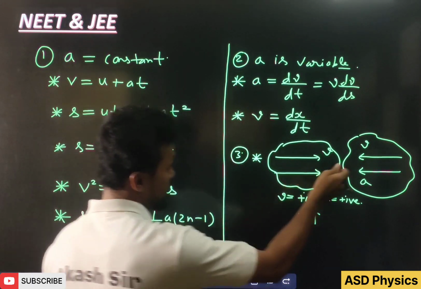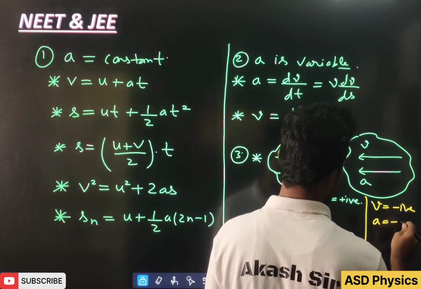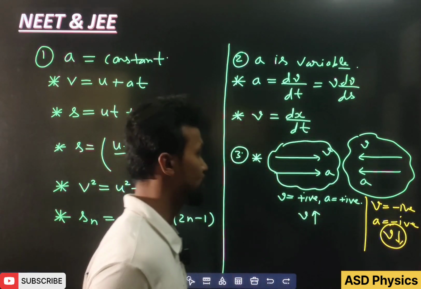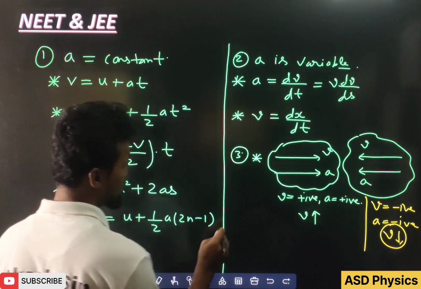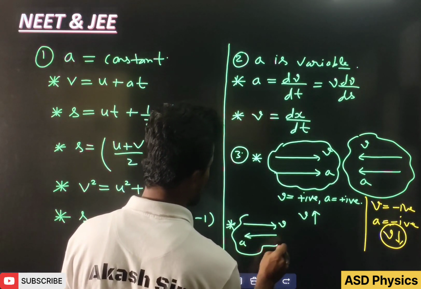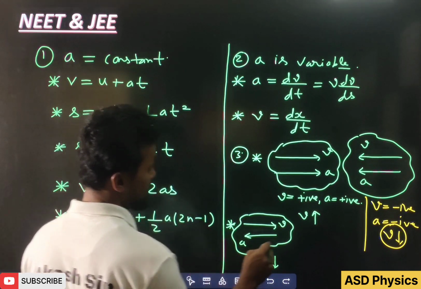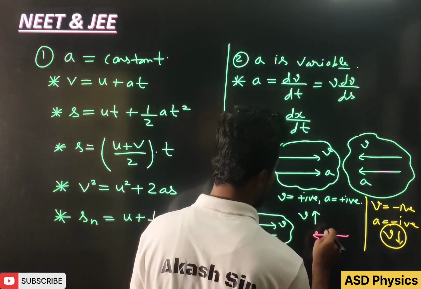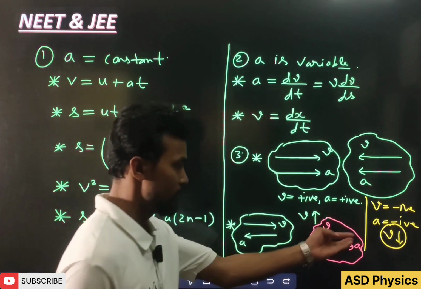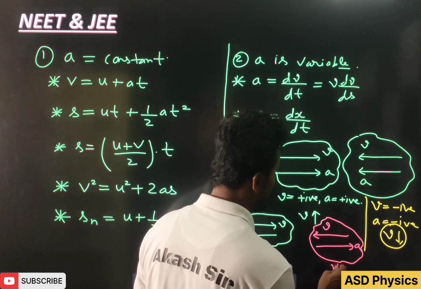Similarly, here velocity is negative and acceleration is also negative from the direction, so velocity will increase here. Next, let's take velocity in this direction, acceleration in the opposite direction. Here V positive, A negative, velocity will decrease. And if I take one more, velocity in this direction, acceleration in this direction, here velocity is negative and acceleration is positive, so velocity will decrease here.